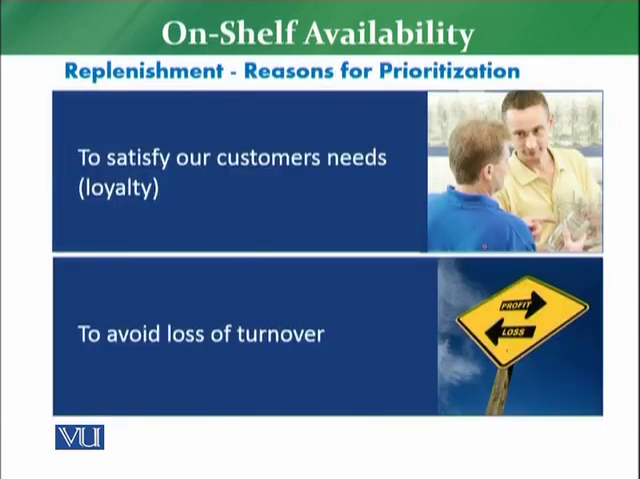Then you need to understand the reasons for prioritization. Why does a retail store give prioritization to it? Why do they think that you have to do this? First of all, to satisfy our customer need, in order to increase and build the loyalty of the customer. And the second main reason is to avoid loss of sales, loss of turnover. Because these are the key articles, they are the key assortment. If the customer will not find that, of course, the store will lose the turnover of these articles. The store will not get proper healthy sales of these articles.